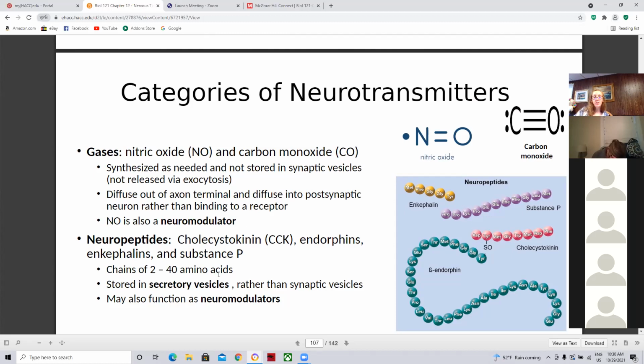We have neuropeptides, cholecystokinin, and endorphins. They're chains of about 2 to 40 amino acids, stored in secretory vesicles rather than synaptic vesicles, and may also function as neuromodulators.